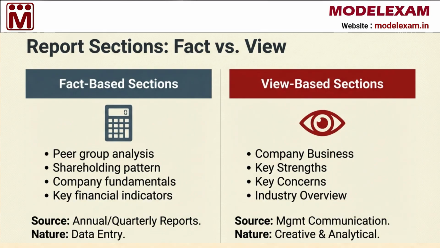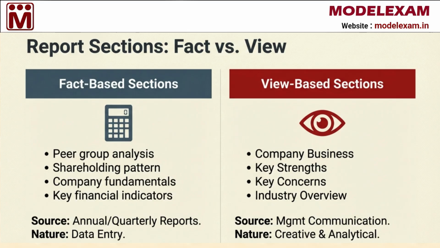When drafting, it is helpful to divide your report into two distinct categories: fact-based sections versus view-based sections. On the left, you have fact-based sections. These include the peer group analysis, shareholding pattern, and company fundamentals. The source for this is standard reports, and the nature of this work is essentially data entry.